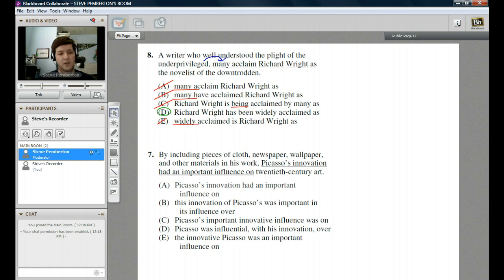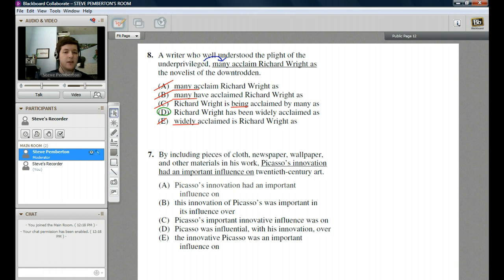Let's look at another one, number 7. By including pieces of cloth, newspaper, wallpaper, and other materials in his work, Picasso's innovation had an important influence on 20th century art. So again, the sentence starts off with this phrase. Someone or something in the world is including pieces of cloth, newspaper, wallpaper, and other material in his work. But they haven't told us who it is yet. Well, we can figure it out. It's obviously going to be Picasso. And Picasso, the word, is right next to the phrase, so it seems maybe it might be okay.